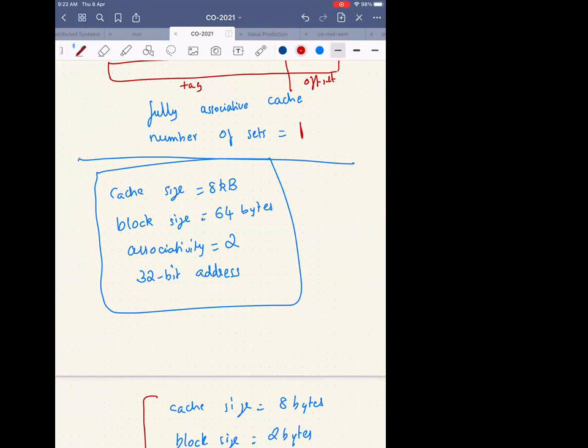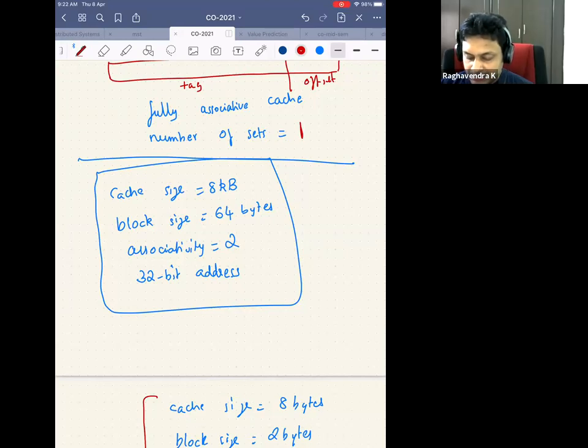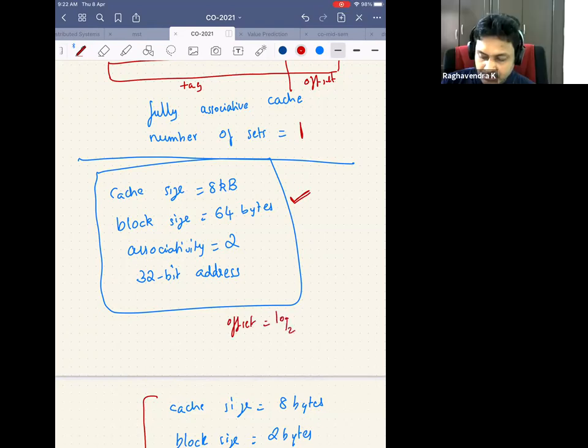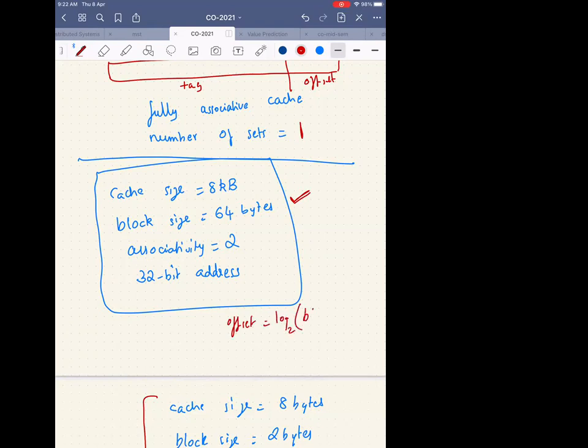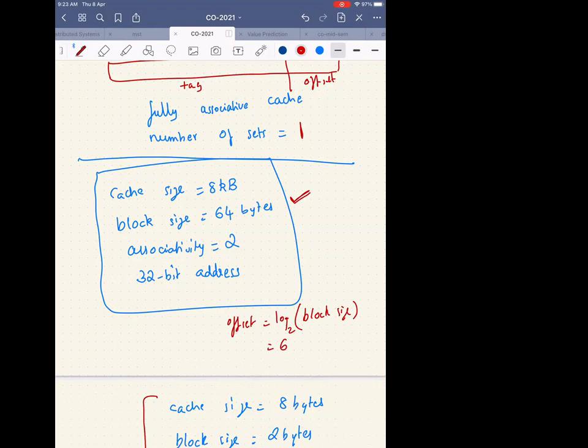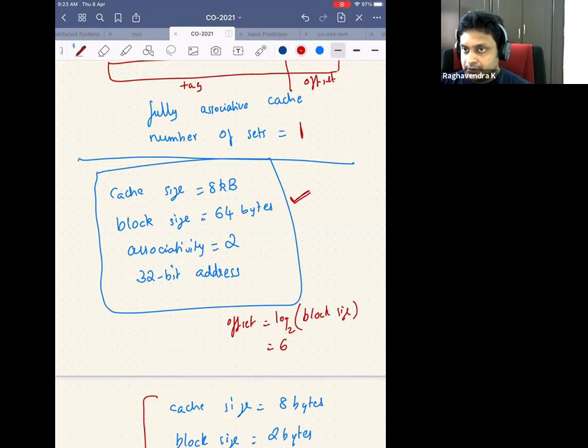Trying. How many bits are there in the offset in this particular example? 6. How did you get 6? That's good. Offset is log base 2 of block size. 2 power 6 is 64. So offset is 6 bits. Okay. So that is anyway figured out. So now how do I calculate the number of bits in the index? So first I have to figure out what?